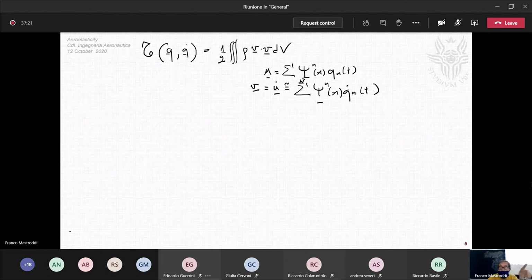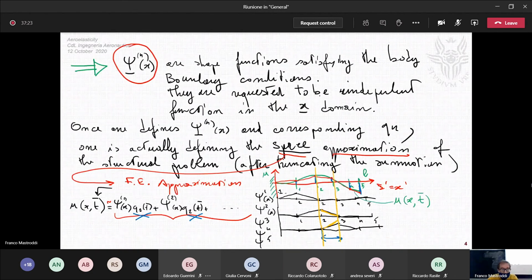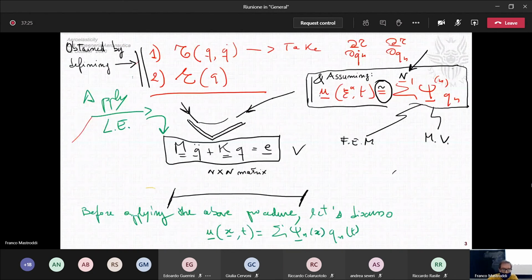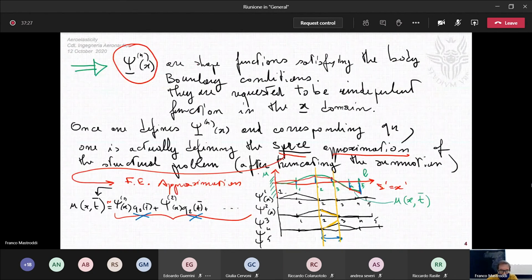Remind that I told you that these functions are respecting the constraints, the boundary conditions. Okay, boundary condition means that all the shape functions have to be 0 here. If you have a cantilever beam like here, all the psi 1, psi 2, psi 3 chosen have to be 0 here.